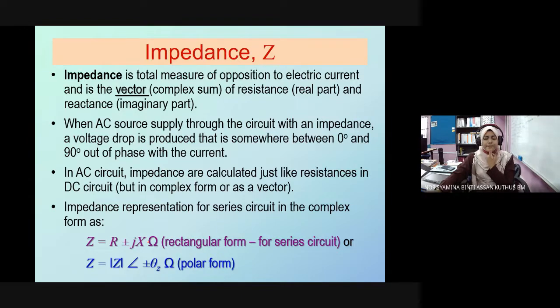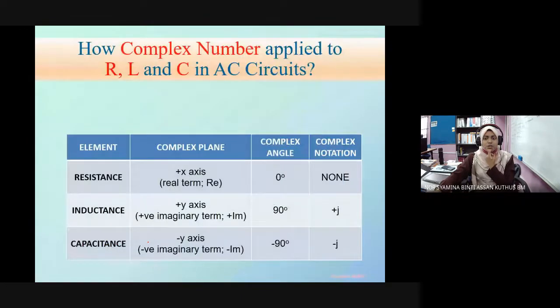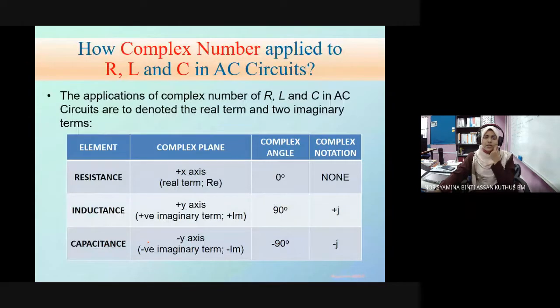Faham? Tengok dekat sini dia akan tunjuk. So how is complex number applied to RLC in AC circuit?